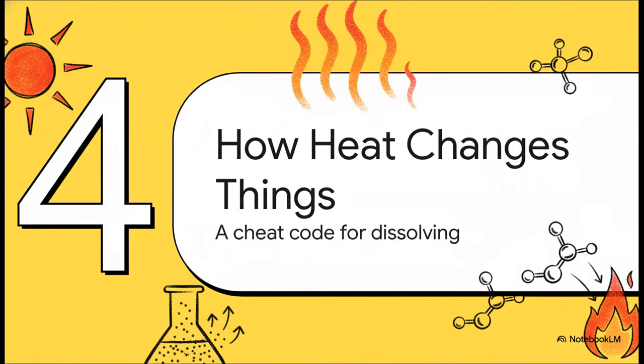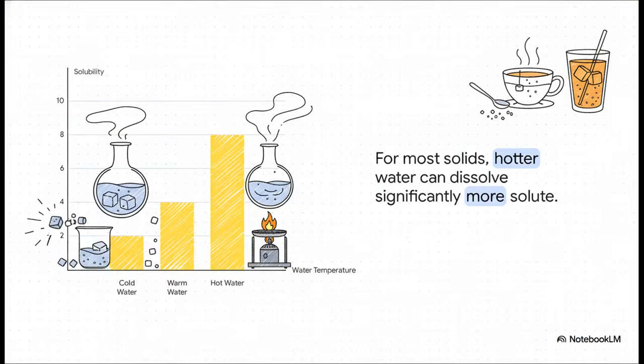So what if you want to dissolve more? Is there a way to kind of bend the rules? Oh, absolutely. And the secret ingredient is basically a cheat code: heat. For most solid things, like our sugar and salt, turning up the heat means you can dissolve more of it. Just look at this chart. Hot water can hold way more solute than cold water can.